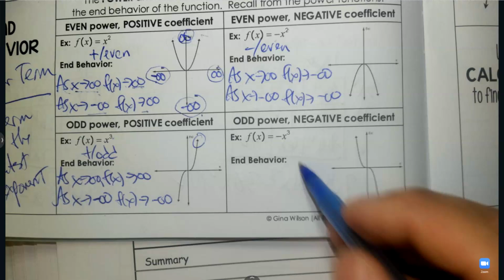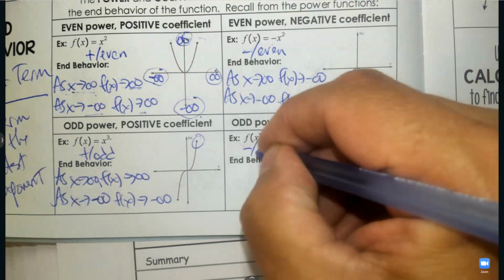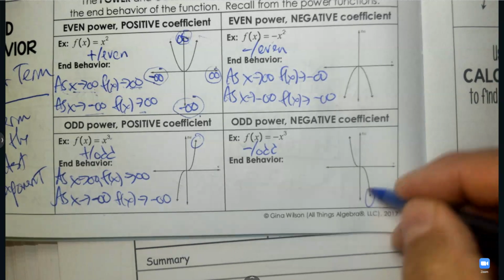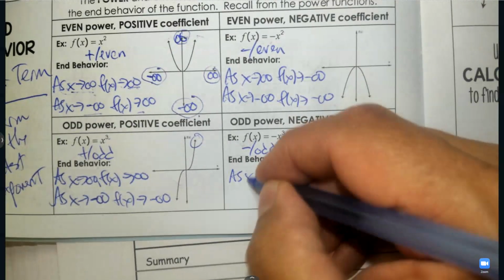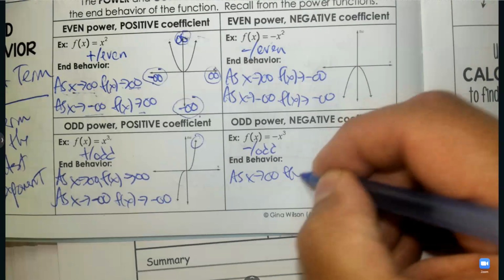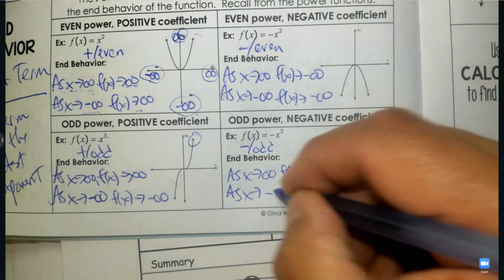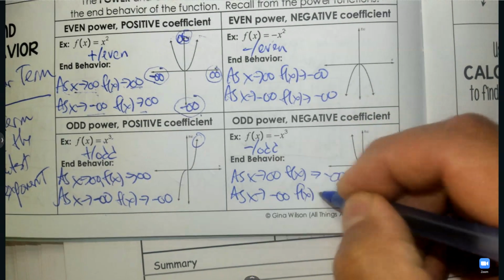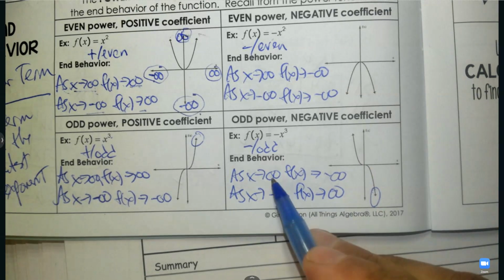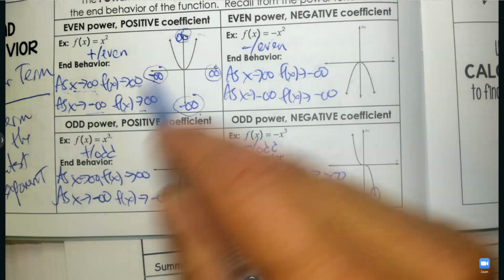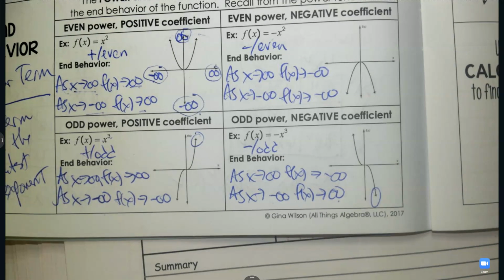The last one, negative with an odd exponent. The end behavior again: the right end goes down, and the left end, which is negative infinity, goes up. So the right end goes down, the left end goes up. And we need to be comfortable with how to write it. So we're going to practice that right now.